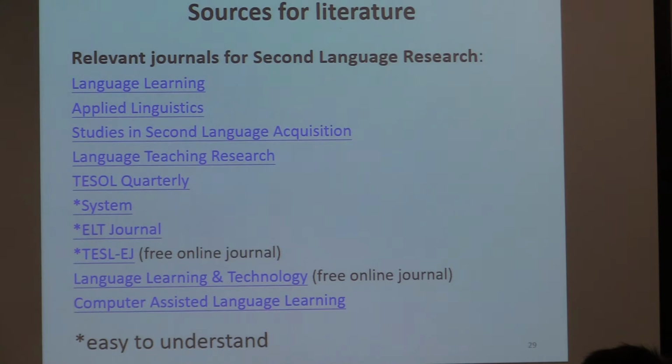And this one, ELT Journal, is quite short. Usually the articles are about 3,000 to 4,000 words in length, not very long. TESOL-EJ is a free online journal. Sometimes it has some good quality articles, not difficult to understand. System is a versatile journal. It covers everything, and it's also very productive, with many issues a year. Not too difficult to understand. But these are all very serious journals.